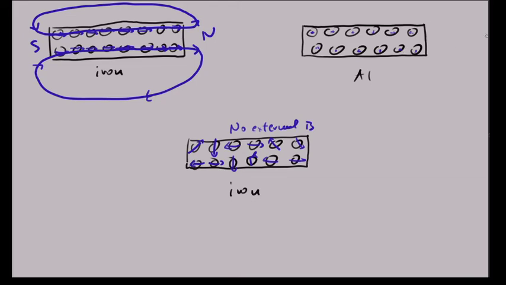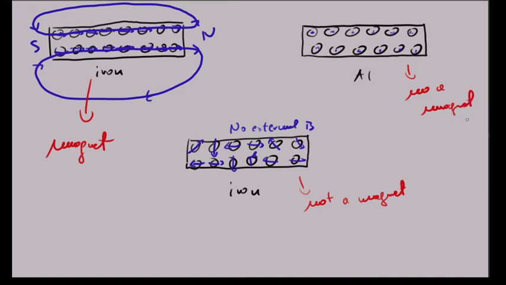And so what we get is a picture where we would say this is a magnet. This is not a magnet. And this certainly is not a magnet. Now, could you take this piece here and turn it into a magnet? Well, the answer is yes, so let's consider that.